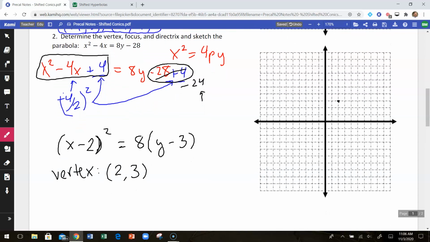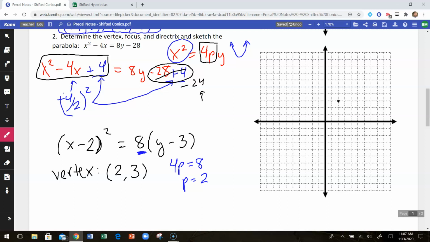And then I need to find the value of p. When we looked at parabolas, we said if we can find the value of p, then we can figure out where the focus is, where the directrix is, and things like that. The way we do that is we take the number in front of the non-squared variable, the number that we factored out, and we set 4p equal to that number. That tells us that p is 2. Now, because it's x squared, I know that my parabola is vertical, and because it is a positive p-value, it is going to open upward.